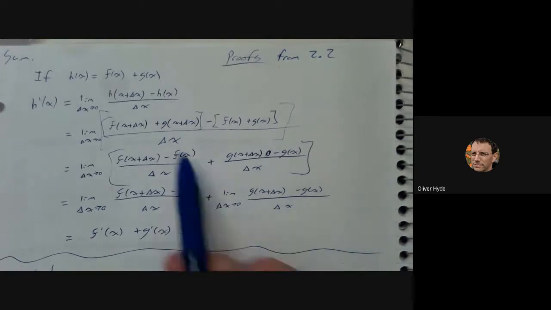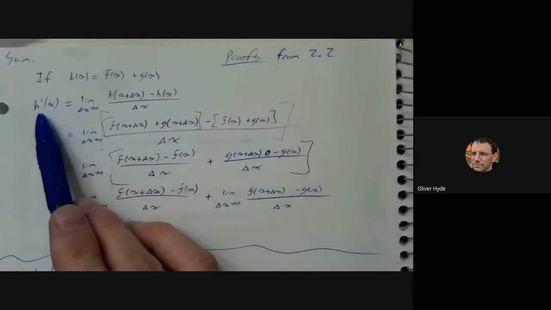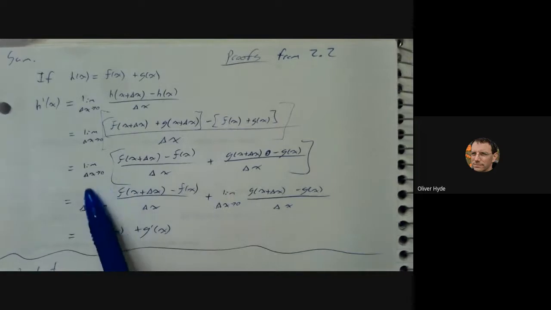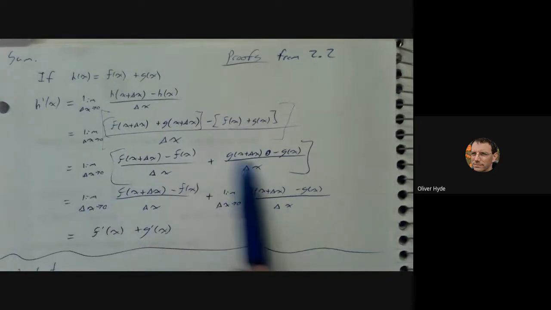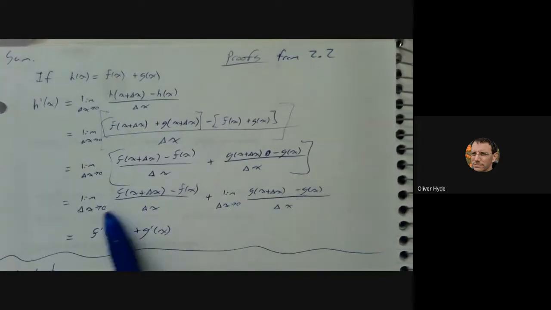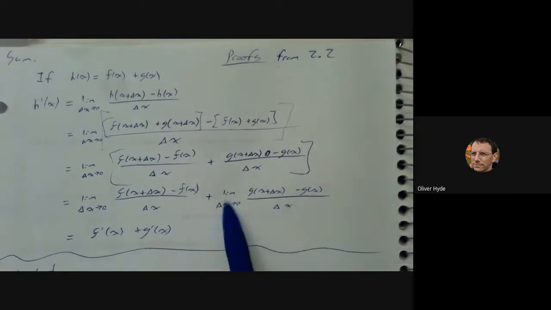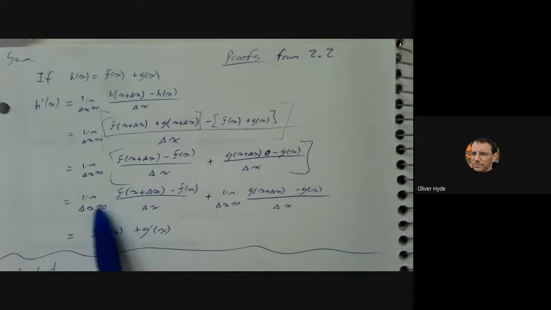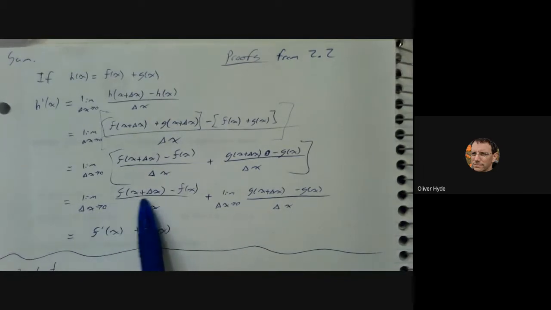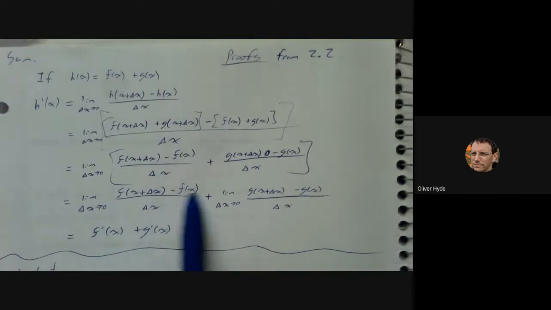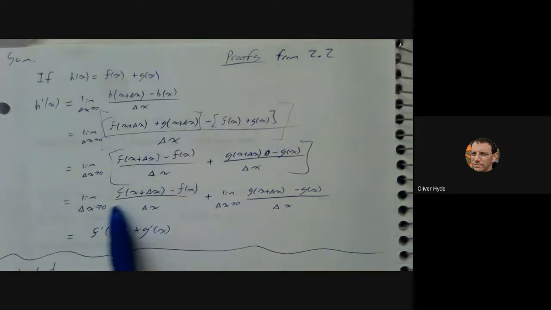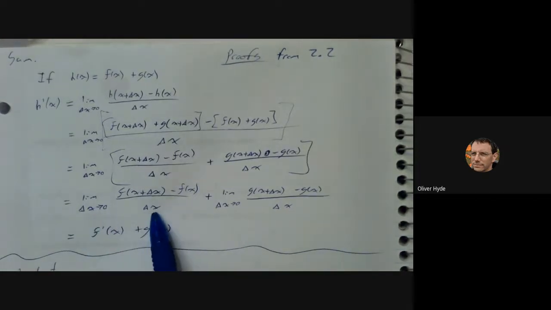And then, maybe not a surprise, to prove the sum rule for derivatives, I use the sum rule for limits. The limit of a sum is equal to the sum of limits. So this will be the limit as delta x approaches 0 of this, plus the limit as delta x approaches 0 of that. What does this look like? The limit as delta x approaches 0 of f of x plus delta x minus f of x all over delta x. That's a delta y. That's a delta x.